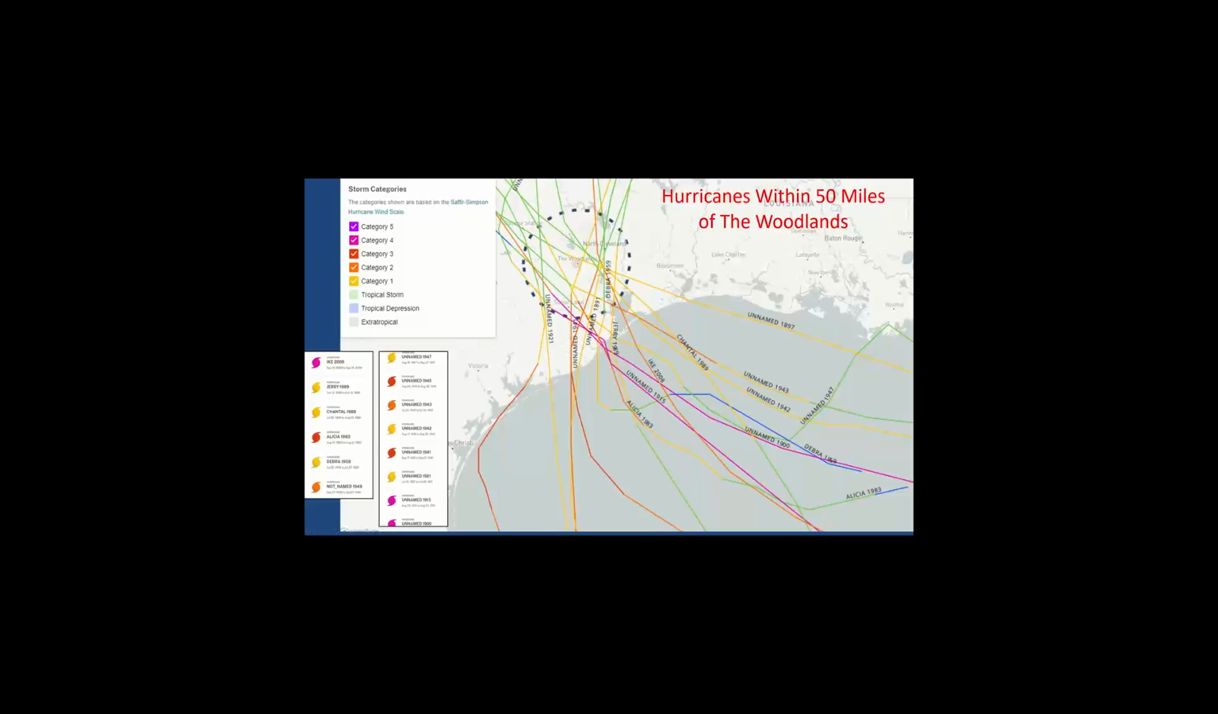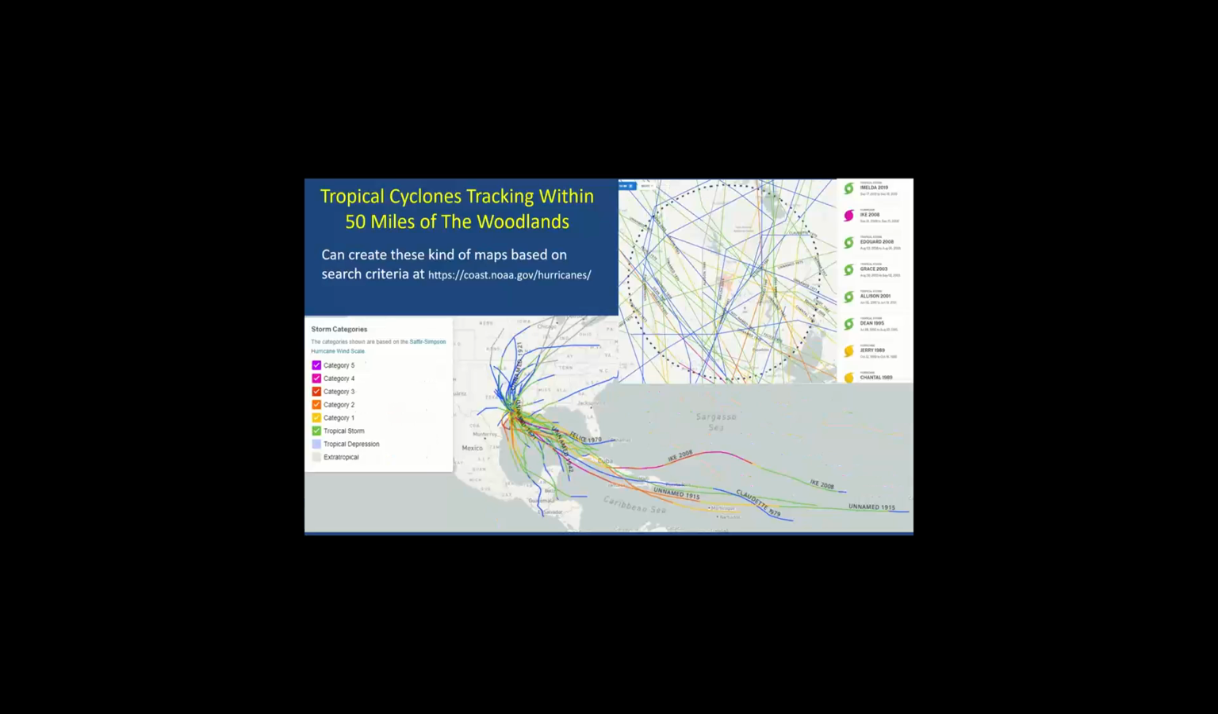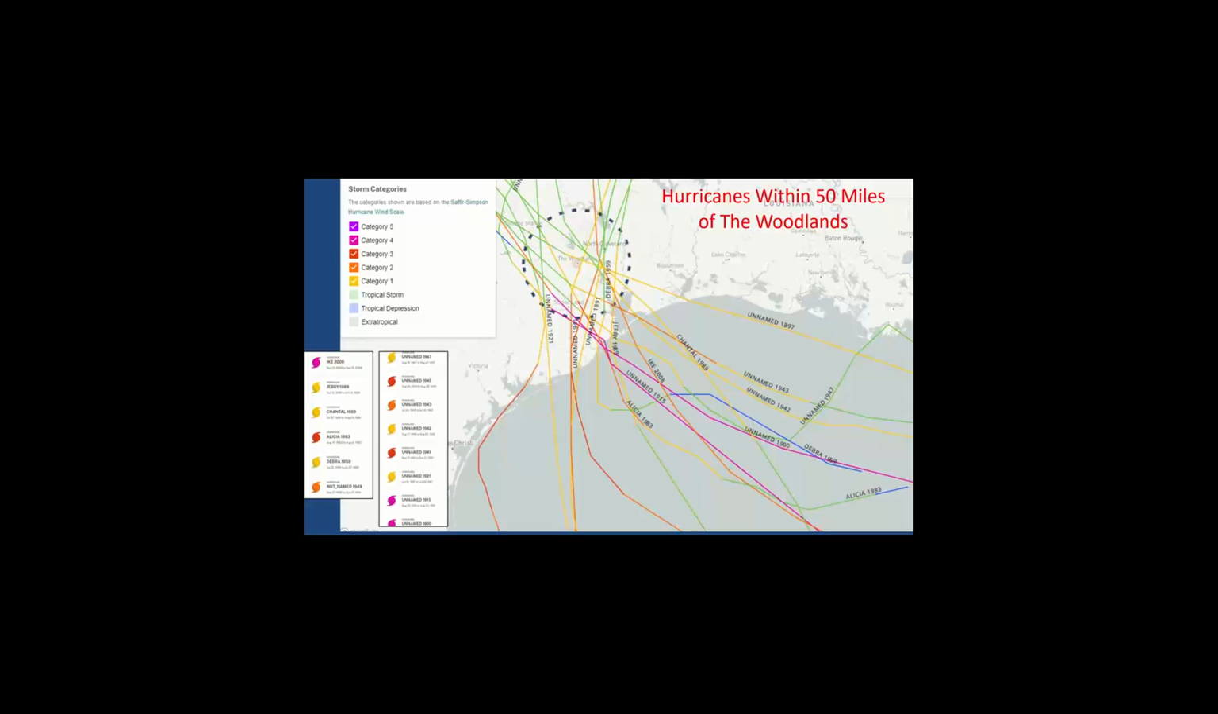And by the way, the website is listed right here, and we'll share that at the end so you can play around with this yourself. But in this case, I said, okay, show me just the hurricanes within 50 miles of The Woodlands, and you can see some more listed here. We mentioned Alicia, Debra in '59, '49, '47. Maybe some of y'all out there remember some of these hurricanes that have passed very near Montgomery County.